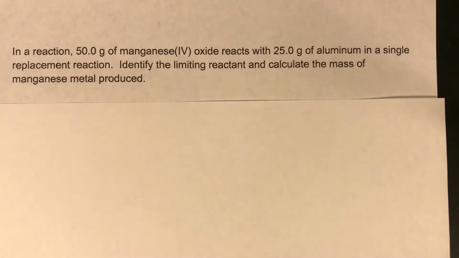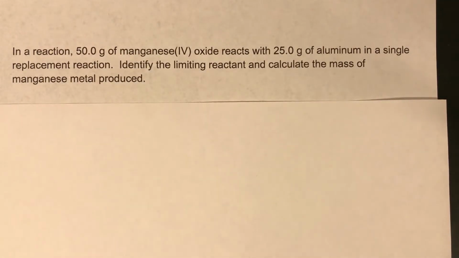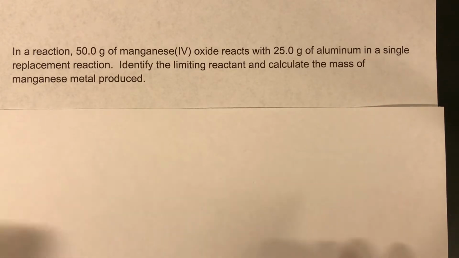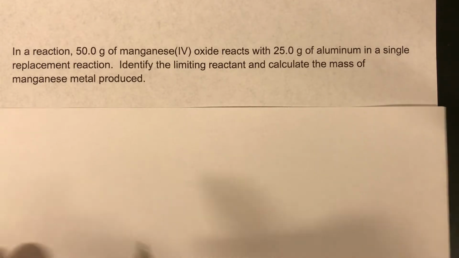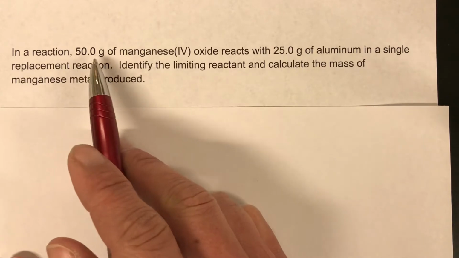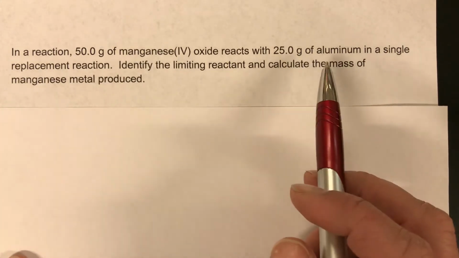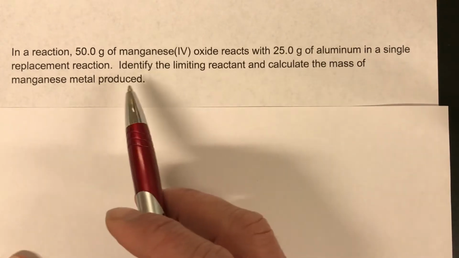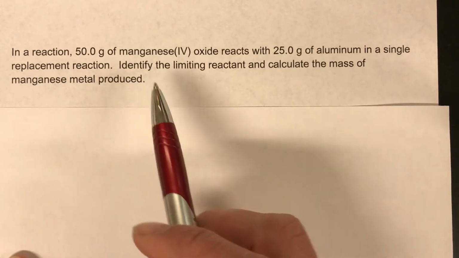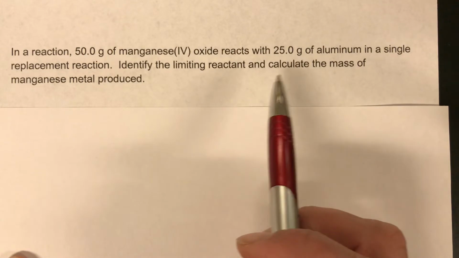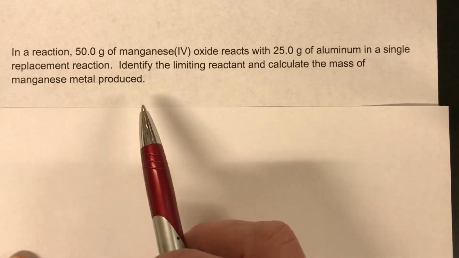Okay, so this will be the second video for the notes on limiting reactants. So the second example problem. In a reaction, we've got 50 grams of manganese 4 oxide reacting with 25 grams of aluminum in a single replacement reaction. We want to identify the limiting reactant and calculate the mass of manganese metal produced.